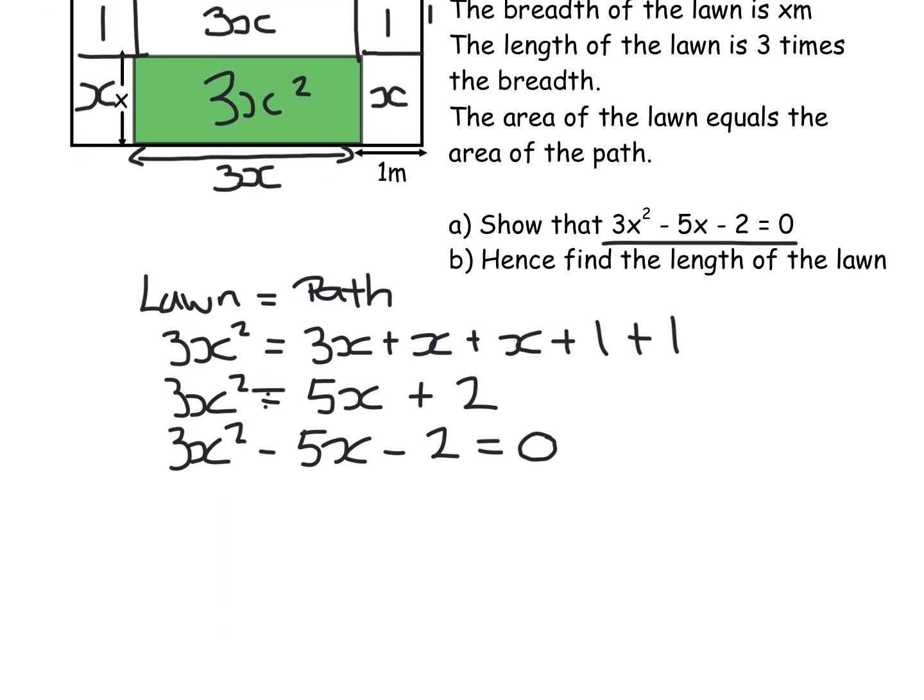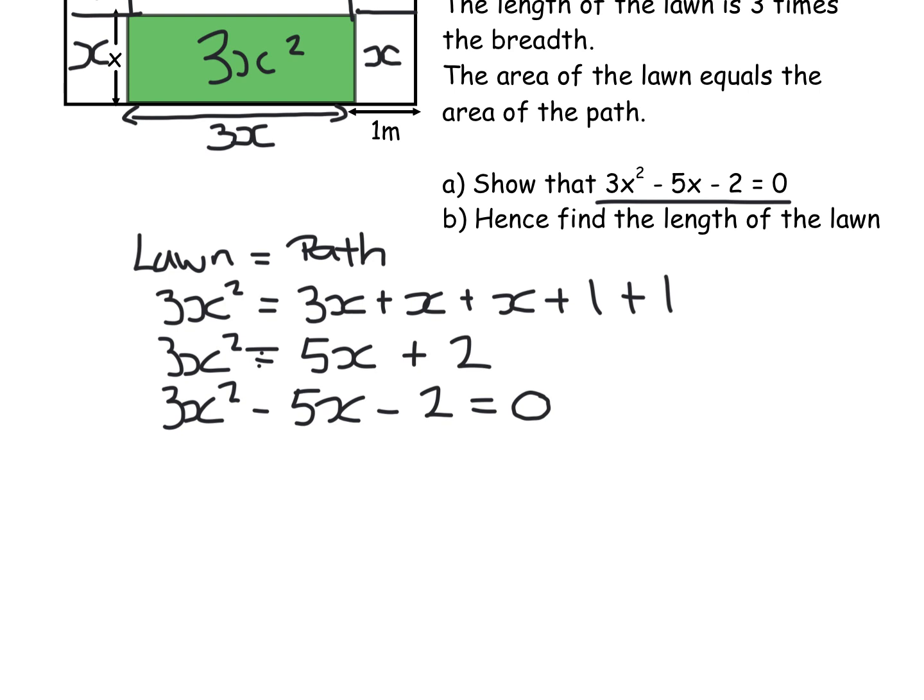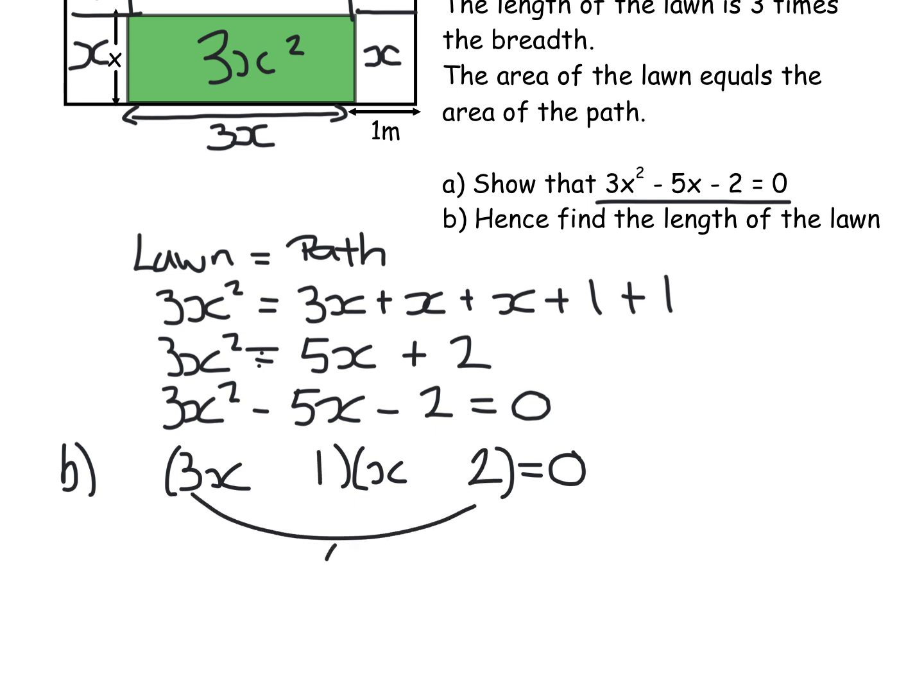Part B is hence find the length of the lawn. Okay, so the length of the lawn is a bit that says 3x. That's what they're trying to find. So we're going to factorise. So this is part B. Again, if you couldn't do part A, you start with this expression that they've given you as to show that, and you put it equal to 0, and you factorise. So numbers that multiply to 2, the only options are 2 and 1, and I'm reckoning it goes this way, because 3 times 2 is 6, and 1 times x is 1. To make them minus 5, then the negative has to go there and the plus there.